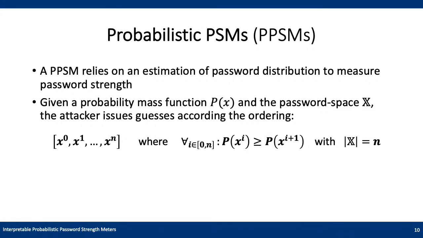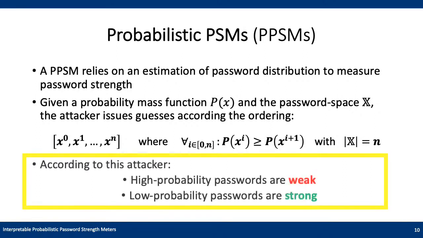Within this adversarial model, the probability of passwords directly translates in a strength score. That is, passwords with high probability are considered weak, as they will be quickly guessed from the attacker, whereas low probability passwords are secure, as they will be matched by the attacker only after many guesses.